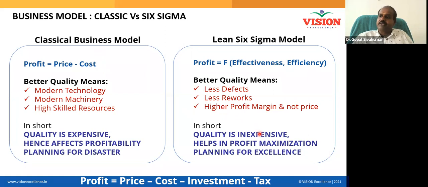If your company talks like this, quality is inexpensive, quality helps in profit maximization, and we must plan for excellence. If your company is talking in this manner, and they also know clearly about process effectiveness and process efficiency, then your company is believing in Lean Six Sigma. So the language will completely change. You can understand the maturity level of the company from the kind of language they are using. Hope this is understood, right? The traditional model, and on the other side, the Lean Six Sigma model or the operational excellence model. Shall we move?